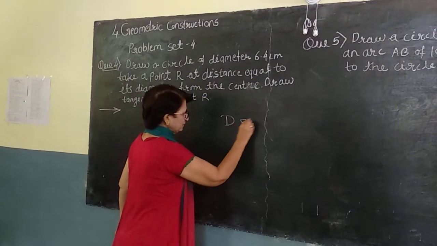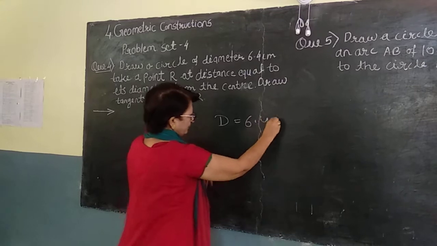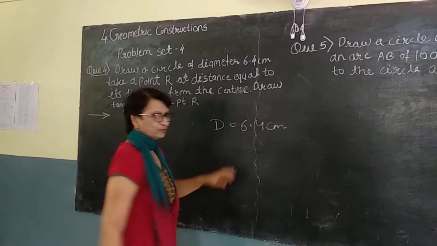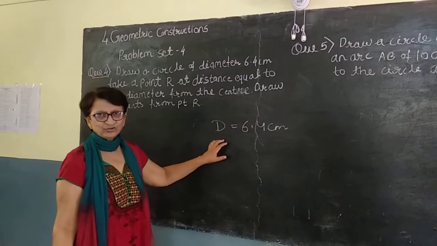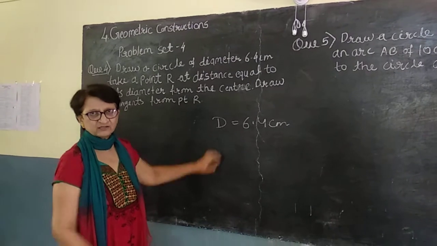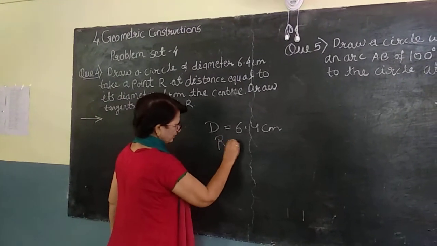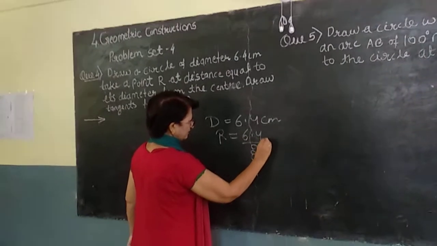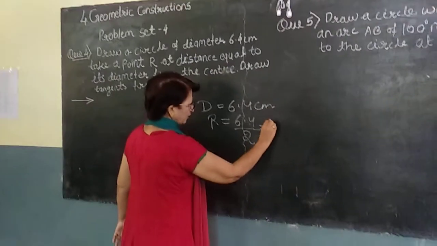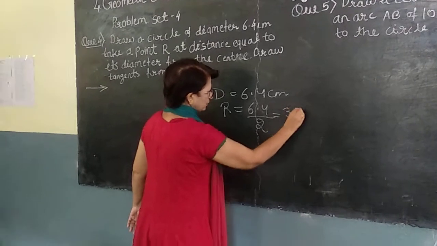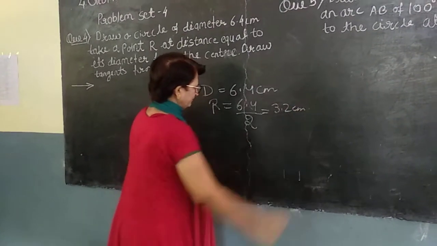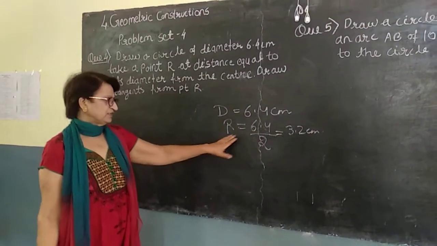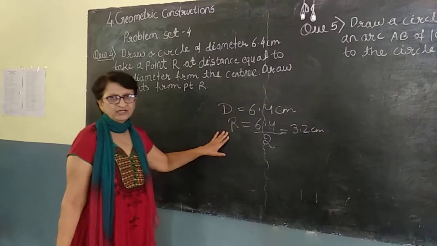Diameter is equal to 6.4 centimeter. So do we have to take the diameter or the radius? We have to take the radius, okay? So first of all we must find the radius. What we have to do? We have to divide the diameter by 2. So how much will it come? 3.2 centimeter. This is the radius. With this radius we have to draw a circle.